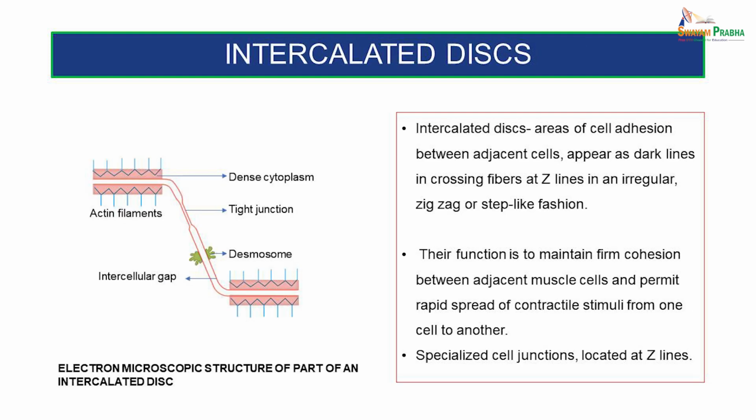The intercalated discs are areas of cell adhesion between adjacent cells. They appear as dark lines crossing fibers at Z lines in an irregular zigzag or step-like fashion. Their function is to maintain firm cohesion between the adjacent muscle cells and permit rapid spread of contractile stimuli from one cell to another. They are basically specialized cell junctions located at Z lines.